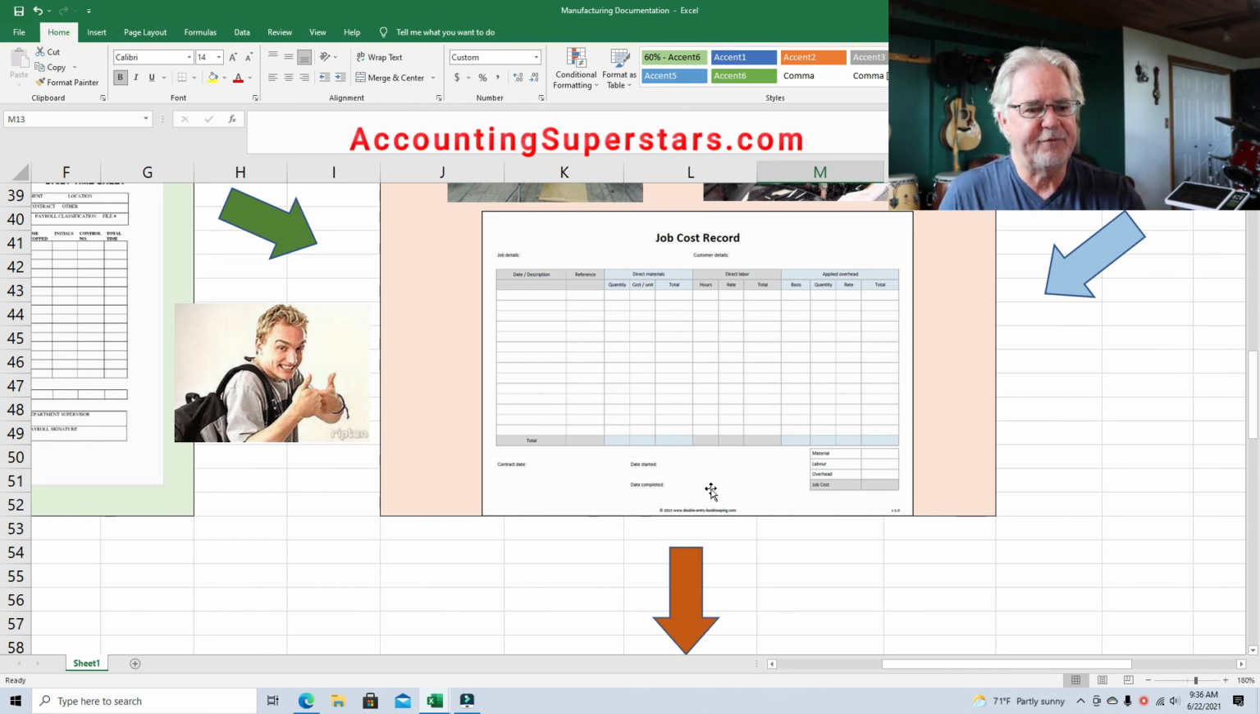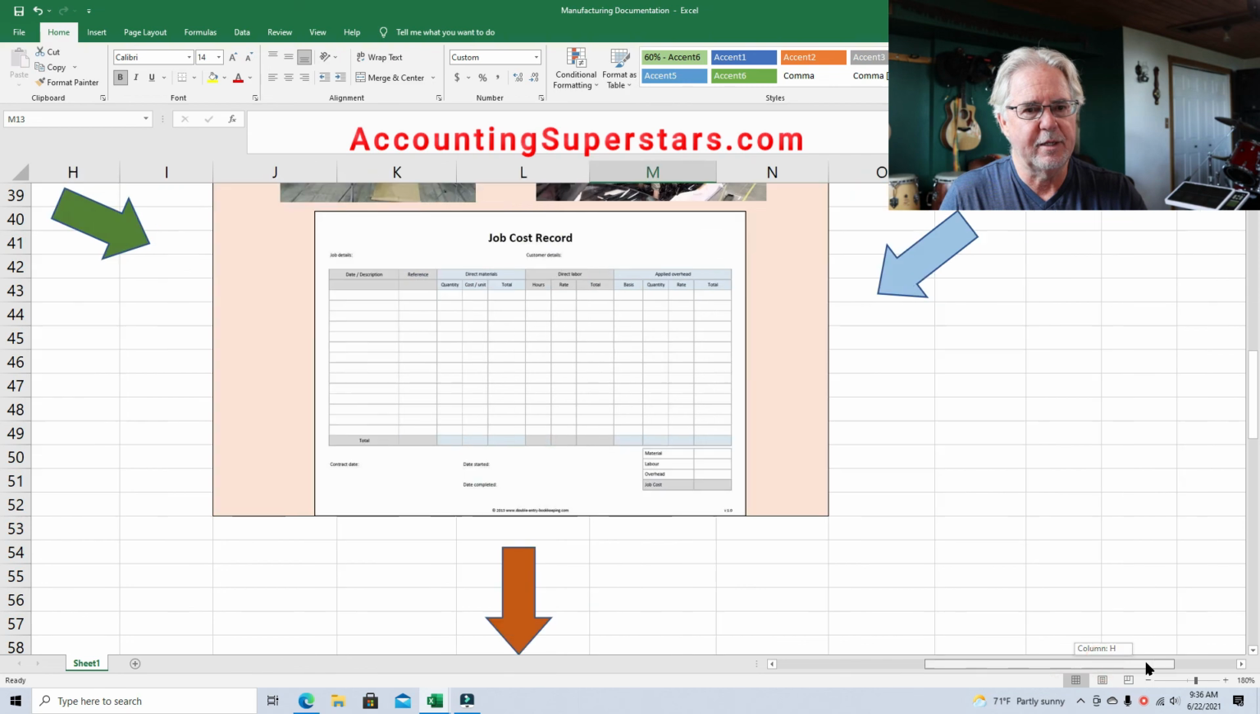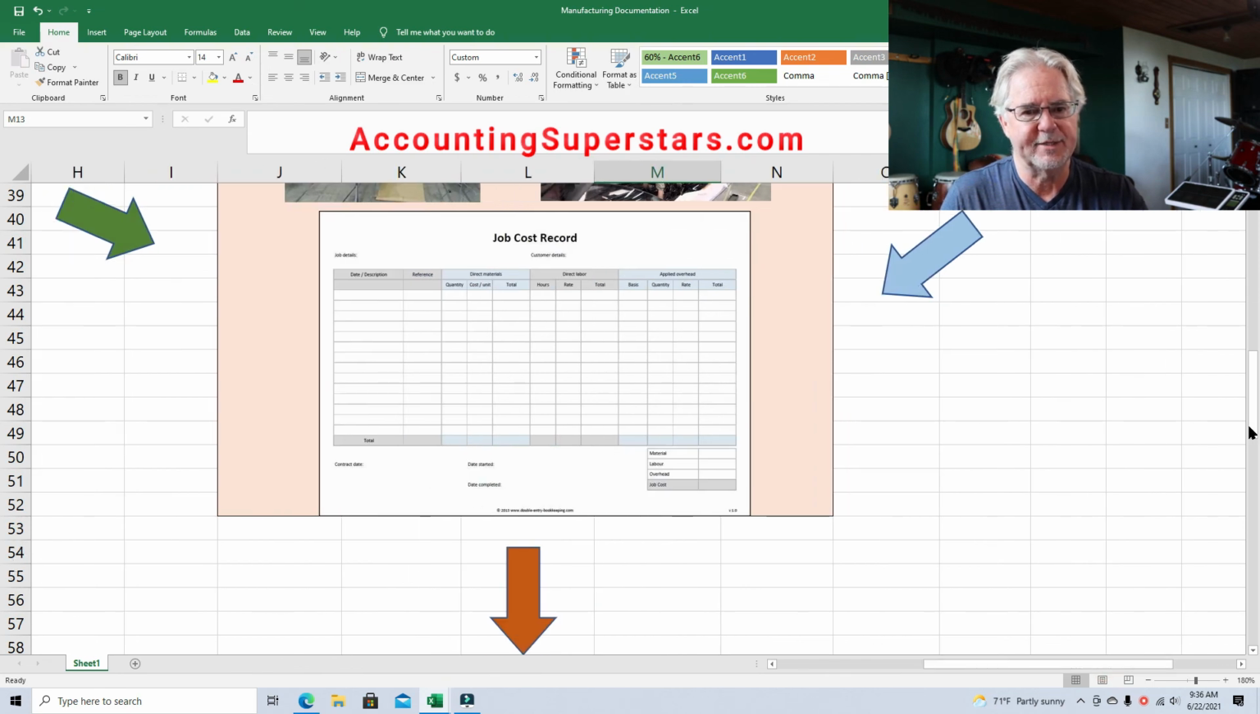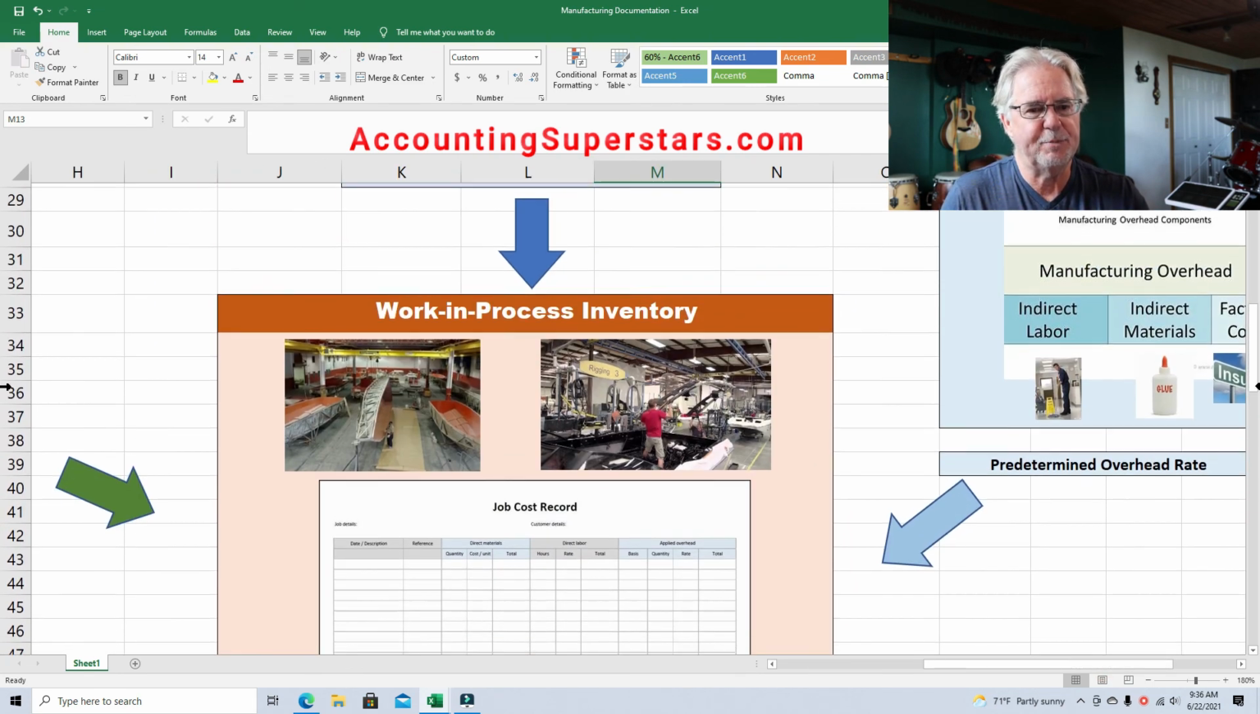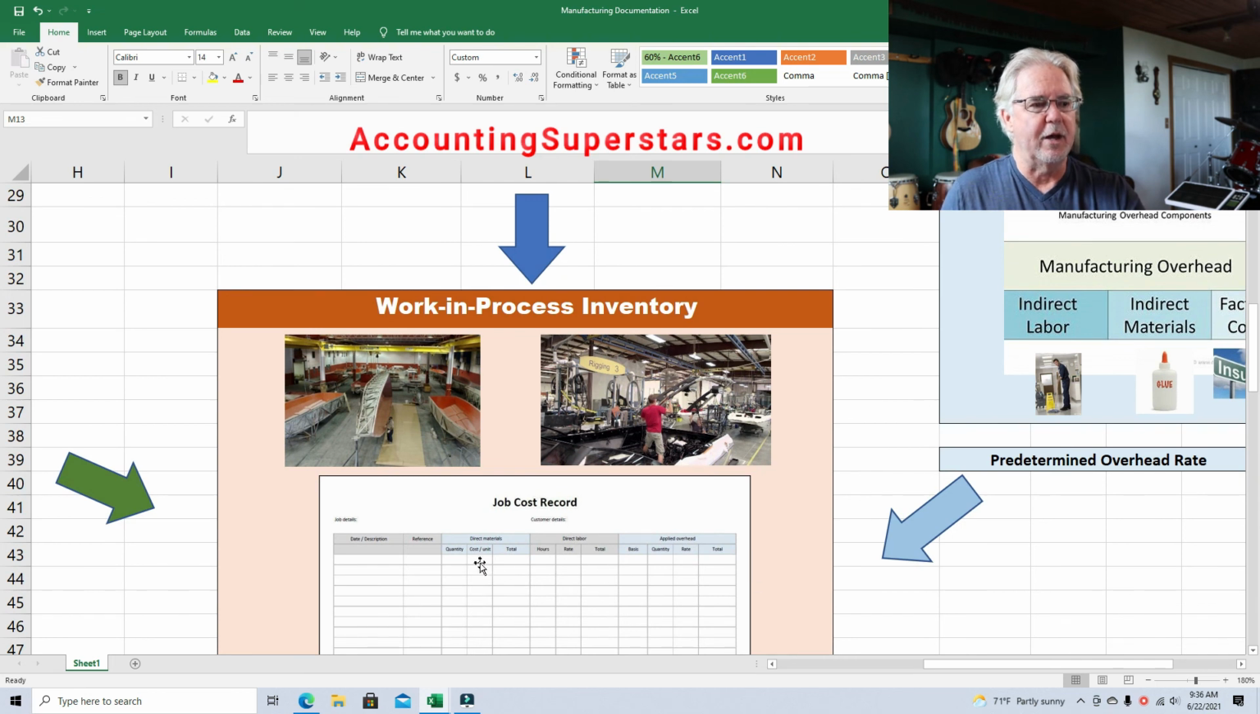So I'll make a future video on this predetermined overhead rate because that's the trickiest part. But just know that all the costs, all three costs, materials, labor, and overhead, are entered into this job cost record, and this is where everything comes together.